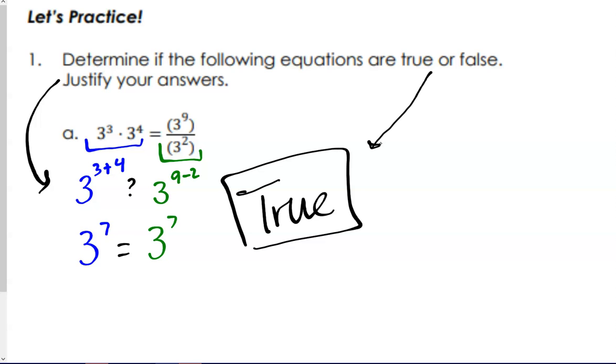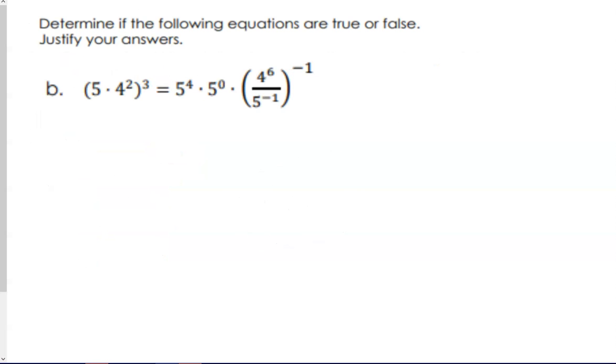All right, next one. It wants to know, are these equal to each other? 5 times 4 squared, cubed, is that equal to 5 to the 4th times 5 to the 0 times 4 to the 6th over 5 to the negative 1, all raised to the negative 1? Okay, a lot going on. We need to deal side by side.